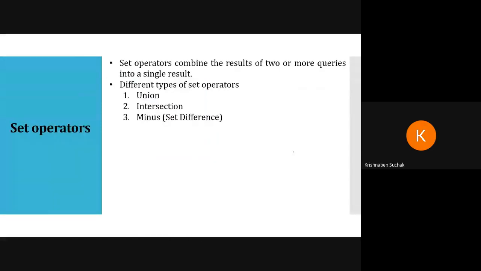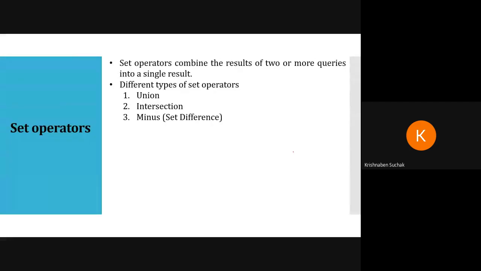The next operations are set operators in our database. Set operators combine the result of two or more queries into a single result. That is the main operation of set operators. There are different types of set operators: union, intersection, and minus, or you can say set difference, which we have already studied in mathematics. Okay, let us go one by one.